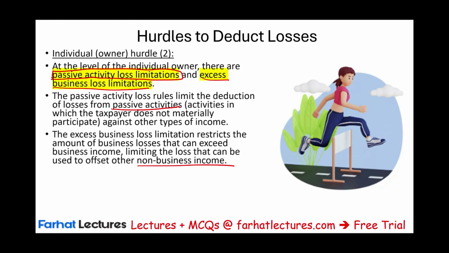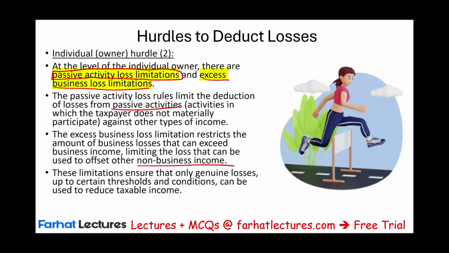So why does the government have these limitations? And we talked about this when we talked about NOL. These limitations make sure that only genuine losses, up to a certain threshold, are deducted. The losses have to be real losses from money that you invested, where you are working at the company, up to a certain amount, meeting certain conditions. So you cannot just say, I'm going to run a business, generate losses, take my losses, and offset other income with it. Then you never pay taxes. That's why we have those limitations.